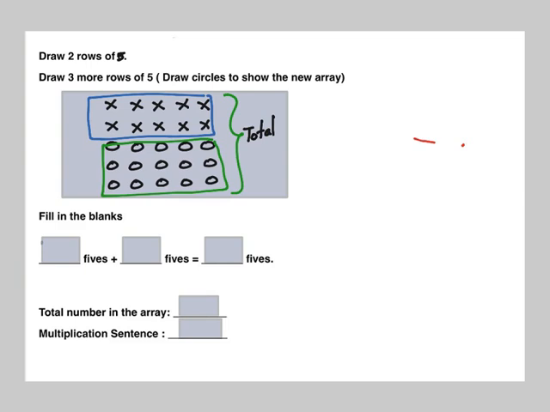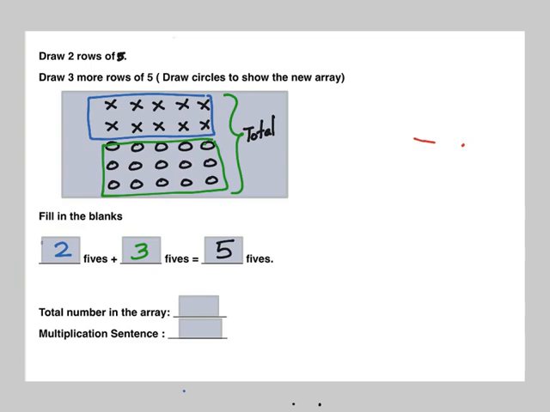Fill in the blanks. Dash 5s plus dash 5s equals dash 5s. The array shows 1 and 2, 2 5s, plus 1, 2 and 3, 3 5s, equals 5 5s.